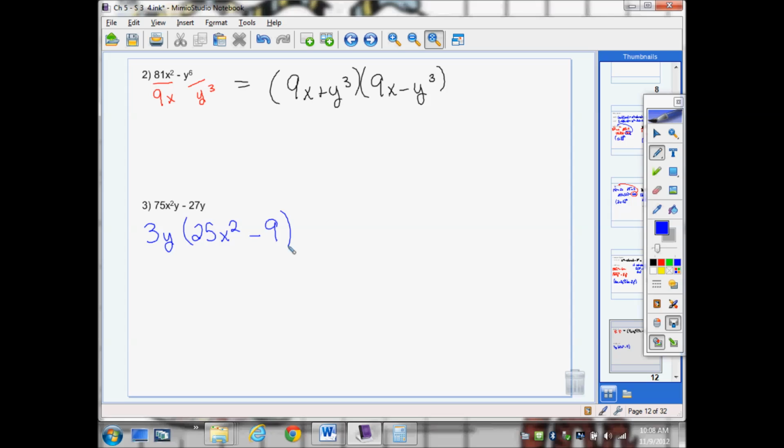Now I've taken that out, I now have a difference of squares with the square root of 25x squared being 5x and the square root of 9 being 3. So the final factored form, that 3y that I factored out, that doesn't go away. I just carry it over. And then I have 5x plus 3, 5x minus 3.